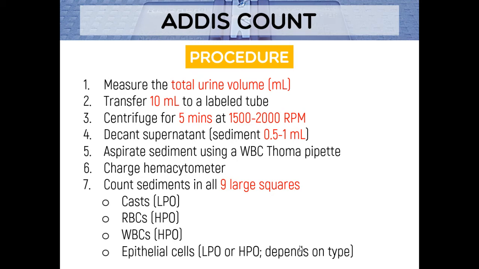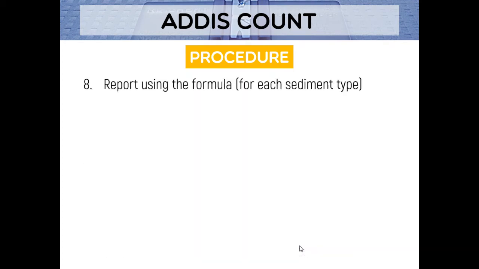Of course, if RTEs and transitional epithelial cells, you are in HPO, because again, these epithelial cells are quite small. But if you are looking at squamous, then of course it is under LPO, because again, these are big squamous epithelial cells. All right? So that is the procedure for the count. Now, we report again using the formula for each sediment type.